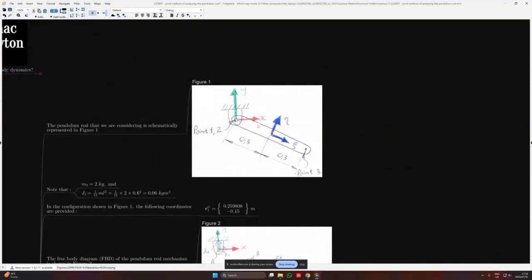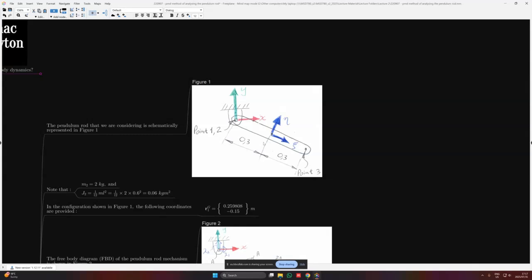Now the pendulum rod that we are considering is schematically represented in figure 1. You'll notice that the pendulum rod is connected to ground via a revolute joint, or a hinge joint. For simplicity's sake, we place the global coordinate system at this grounded revolute joint as well. And on the body itself, you'll notice there is a local coordinate system, the xi eta coordinate system. We're going to delve into local coordinate systems in a bit, but just take note that we essentially have two different coordinate systems, a global coordinate system and a local coordinate system.